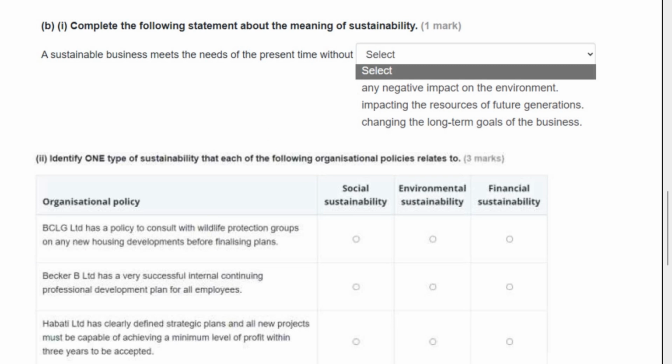So part B, complete the following statement about the meaning of sustainability. A sustainable business meets the needs of the present time without, and then we've got three options, any negative impact on the environment, impacting the resources of future generations, or changing the long-term goals of the business. So sustainability then is about making sure that a business can meet the needs of where they are in the current time, but it's also got to ensure that we don't impact the resources of future generations.